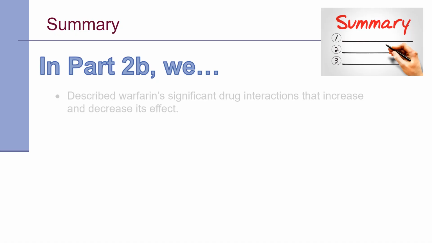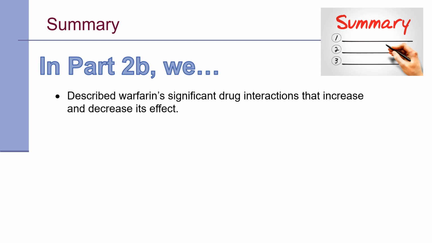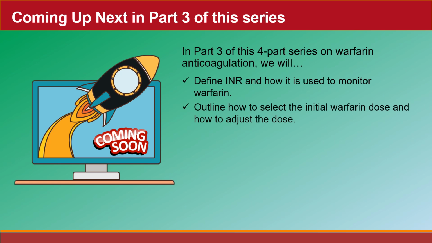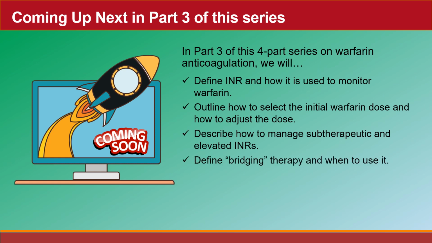In Part 2b, we describe warfarin's significant drug interactions that increase and decrease its effect. In Part 3 of this 4-part series on warfarin anticoagulation, we will define INR and see how it is used to monitor warfarin. We'll outline how to select the initial warfarin dose and how to adjust the dose. We'll describe how to manage subtherapeutic and elevated INRs, and we'll define bridging therapy and when to use it. So stay tuned.